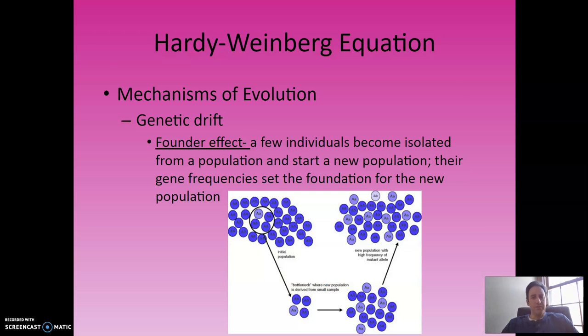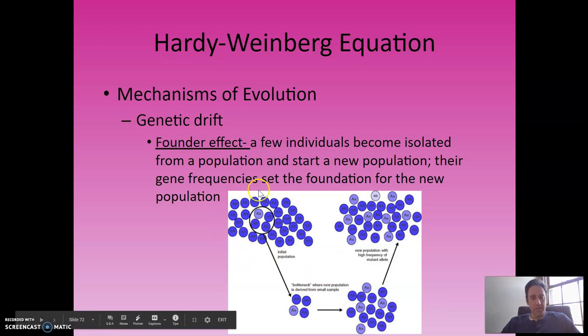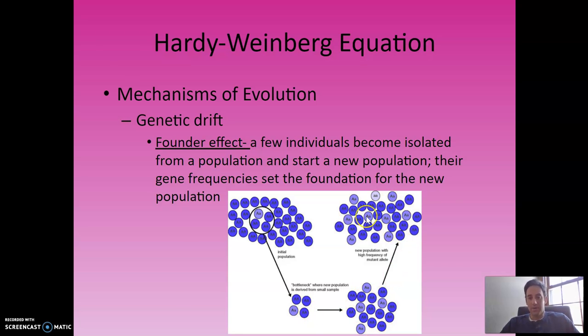Another example is the founder effect, where a few individuals become isolated from a population and start a new population, and their gene frequencies set the foundation for that new population. So let's suppose you have an initial population where almost everybody's big A, right? But you got one person with big A, little a. Well, if that one happens to leave and establish a new population somewhere else, that little a allele is going to be much more common in the new population.